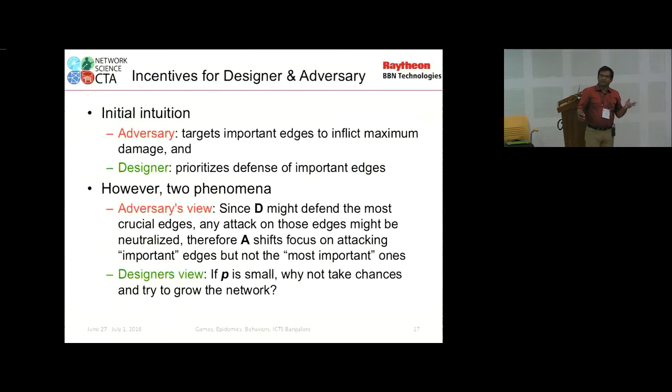As always, the initial intuition is that the adversary targets important edges to inflict maximum damage, and the designer prioritizes the defense of important edges. But that's not true, because the designer might defend the most crucial edges, and any attack on those edges may be neutralized. So the attacker shifts focus. The attacker knows that you have a fortress around those important edges which are critical for your centrality value. Like in a dumbbell topology, the middle edge, the defender will put a lot of probability on that edge. So the attacker would say, since my attack will be neutralized, I might as well get some gain by attacking something else. Because of that, the attacker takes some chances and attacks different edges than the ones which are most important in the network.